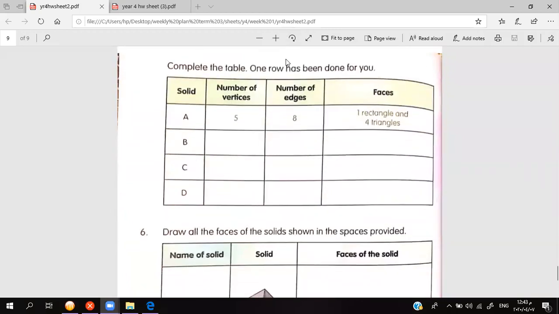So in number C, it's gonna be 12 as we counted, and 18, and 2 hexagon faces and 6 rectangle faces.